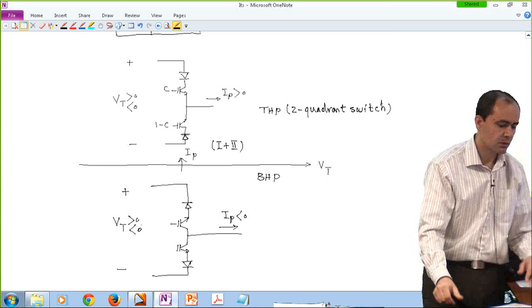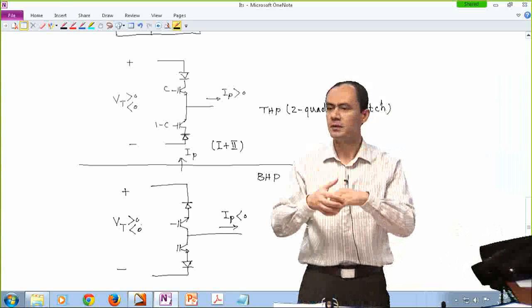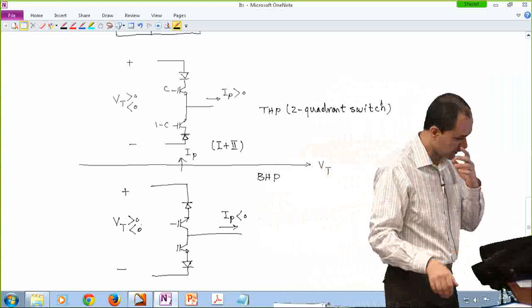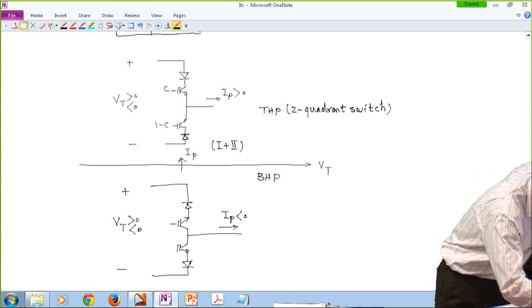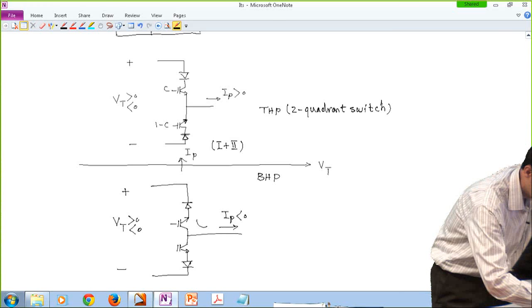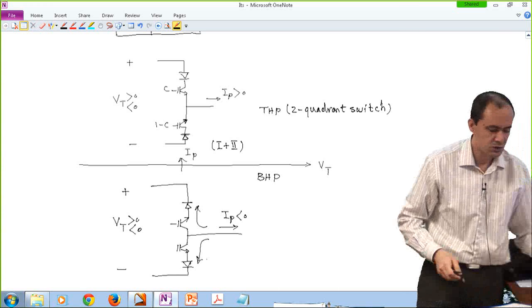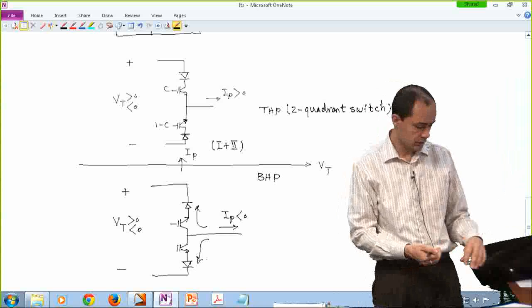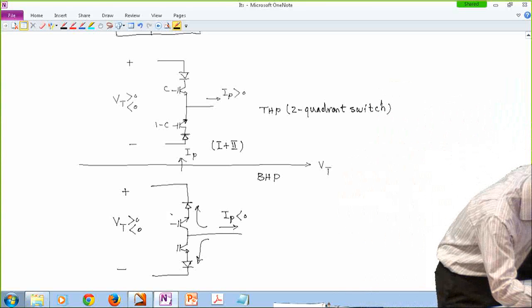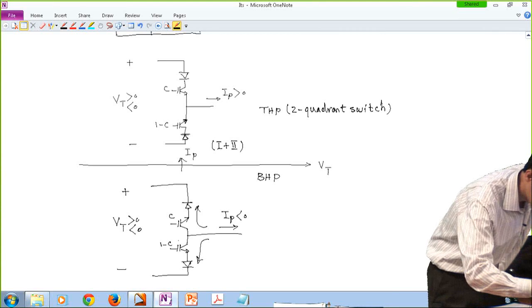So as you can see, compared to the top half plane switch, all we did was we kind of flipped it basically, and technically the negative current will be supported. If this transistor is on, the current will flow here. If the bottom transistor is on, the current is going to flow down there. So we are looking at C and 1 minus C as commands to these two transistors.